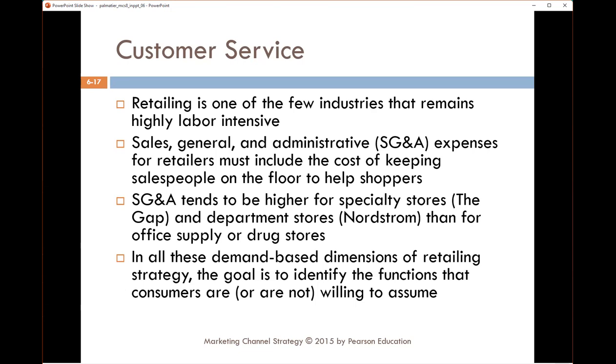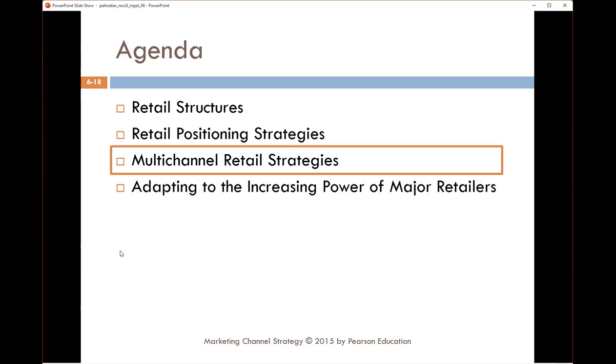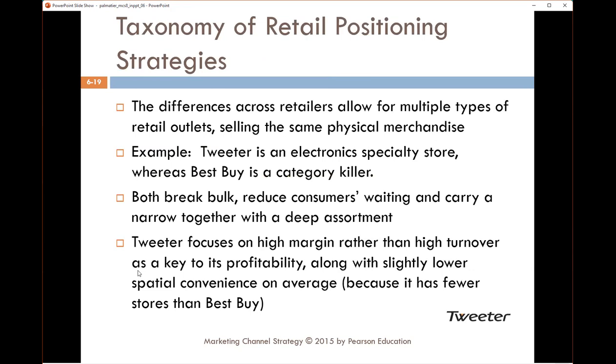So cost side strategies, demand side strategies, and now we have other retail strategies, and these are kind of a taxonomy, which basically means a list of other.